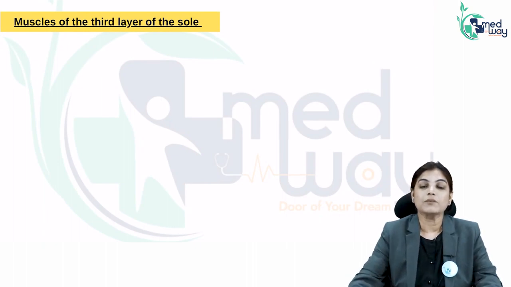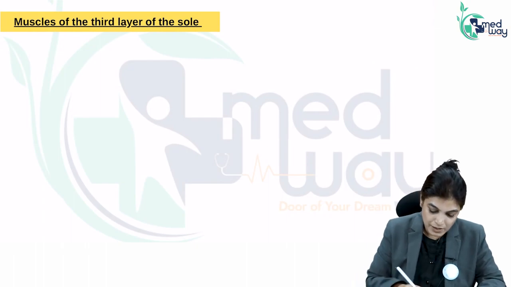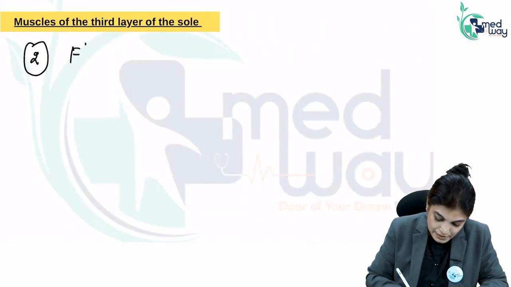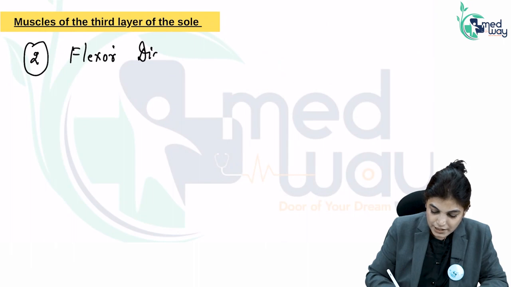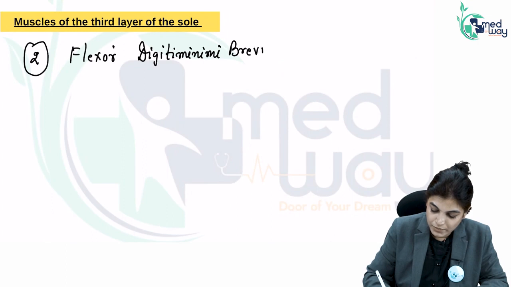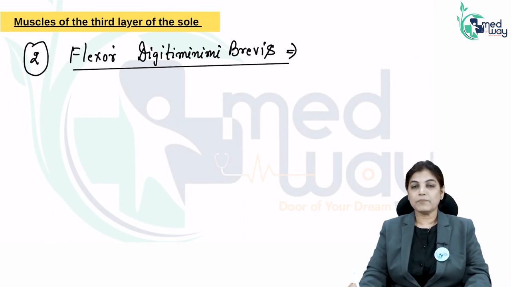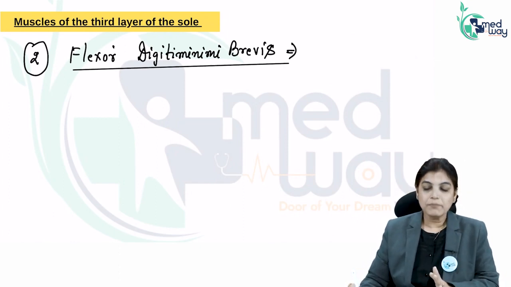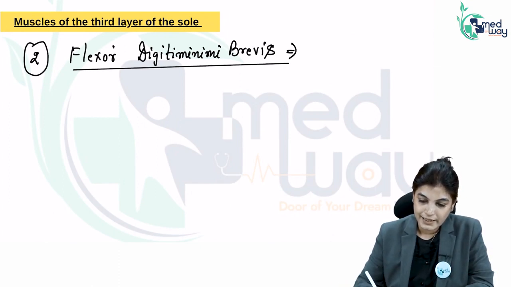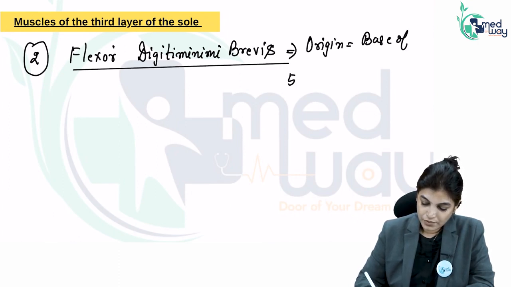So we have already talked about the first muscle of the third layer. Let's talk about the next muscle. The second muscle in this list is flexor digiti minimi brevis. Digiti minimi means the little toe, the fifth toe side, so it is originating from the base of the fifth metatarsal bone.